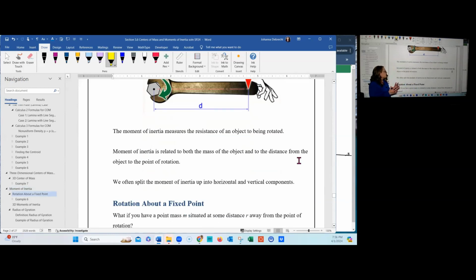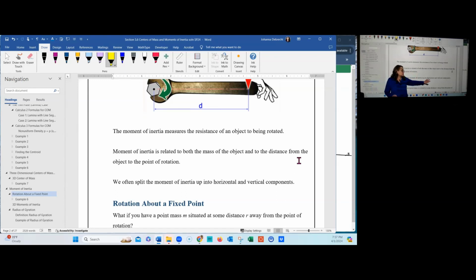So when we're looking at the moment of inertia, and we think about it as this resistance to being rotated, it's related to both the mass of the object, and you might expect the more massive it is, the more it resists rotation, and also the distance of the object from the rotation. Was it Archimedes who said, give me a lever long enough and I will move the earth? Because if it's far enough away, it's easier to move. So if you're closer, it's harder to shift, right? But if you're further away, you have a longer lever, then it's easier to move. So it's related to both the mass and the distance from the object to the point of rotation.